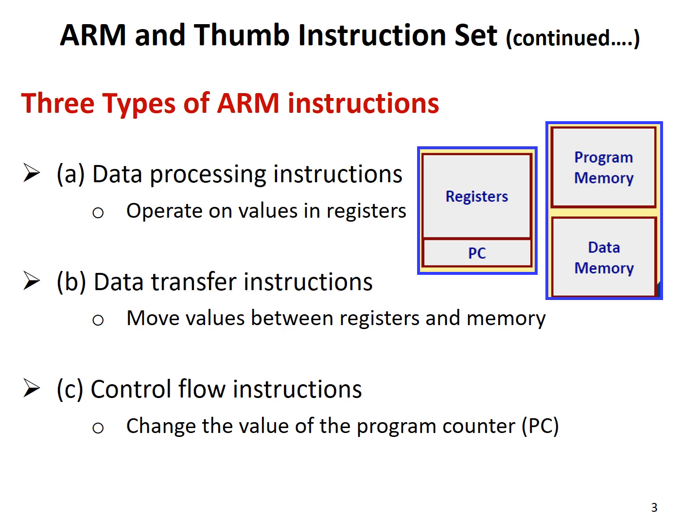There are 3 types of ARM instruction. One is the data processing instruction, then the data transfer instruction and the control flow instruction. The data processing instruction works between registers, the data transfer instruction between registers and memory, and the control flow instruction only changes the value of the program counter and does not vary any value in register or memory.